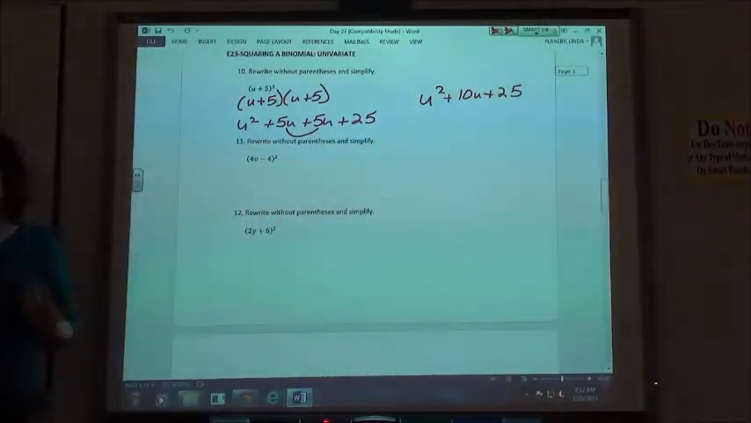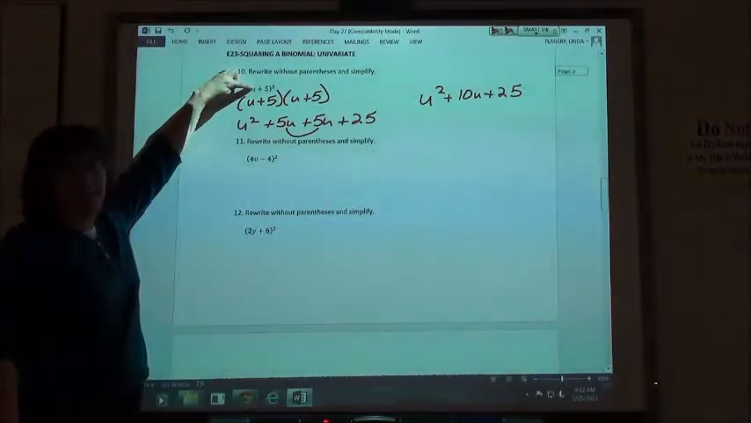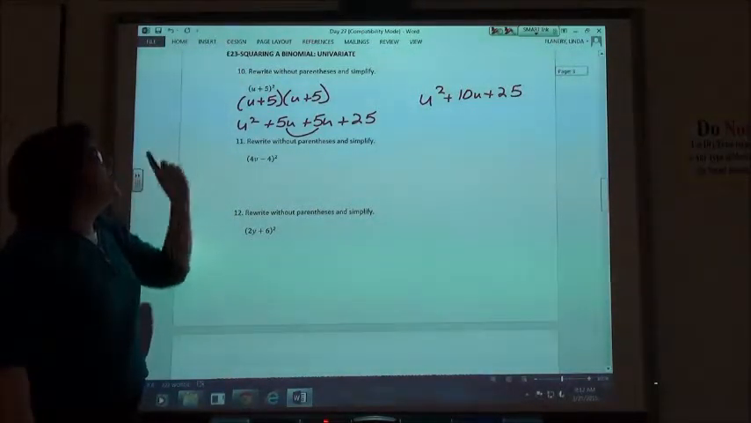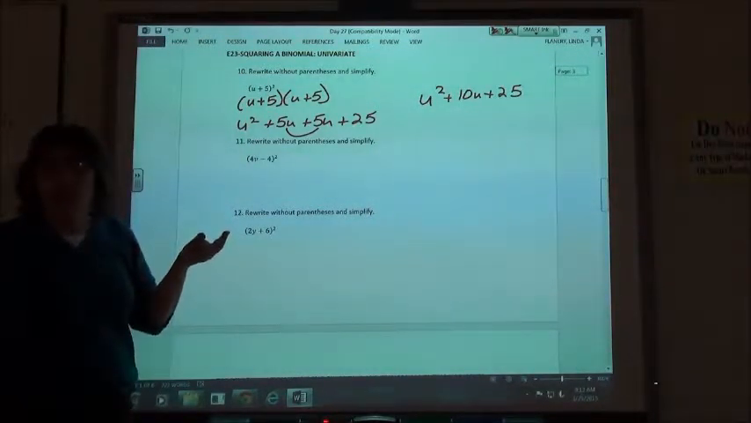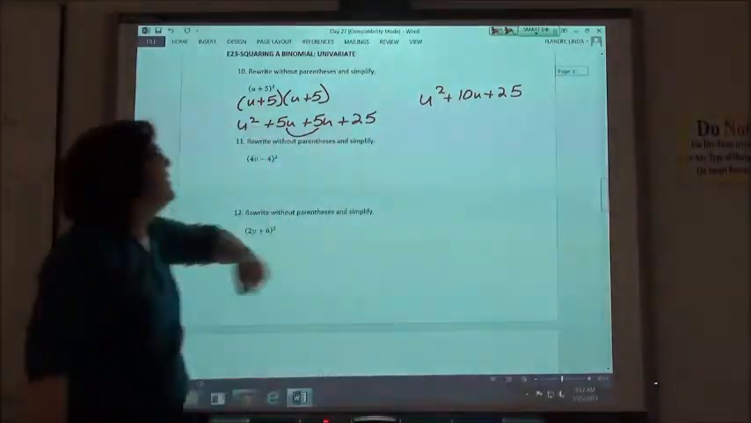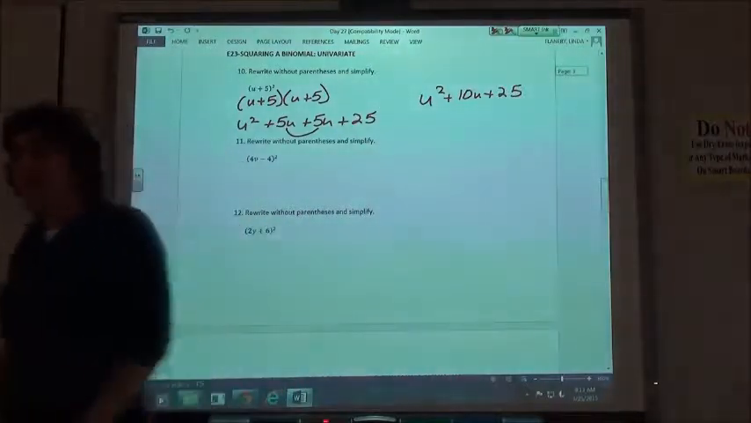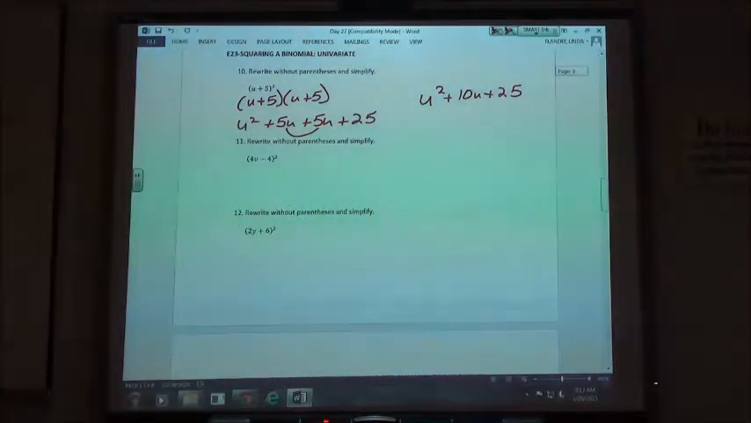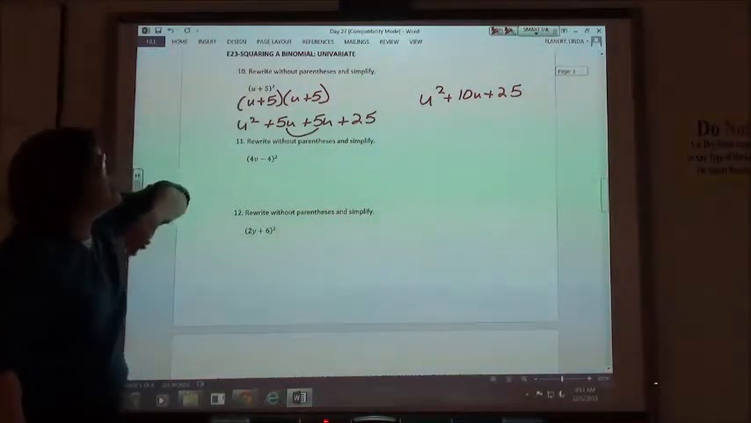Now on Alex, what they're going to tell you is you square the first, that's the u squared. You're going to take 2 times the first times the last. So 2 times u would be 2u, 2u times 5 is 10u. And then you can square the last, 25. It's a shortcut, it works. But, I don't know, it's just as easy to write it down twice and FOIL it. But they say, square the first, 2 times the first times the last, and then square the last.